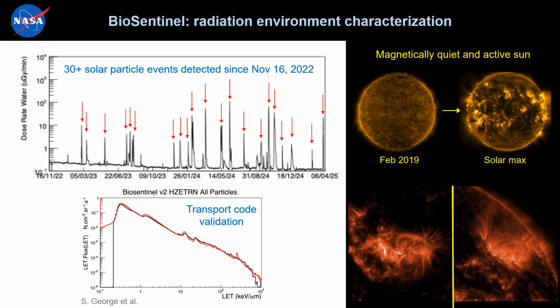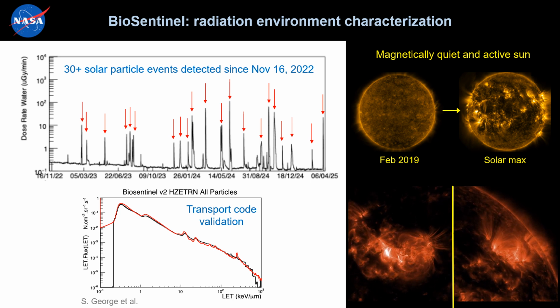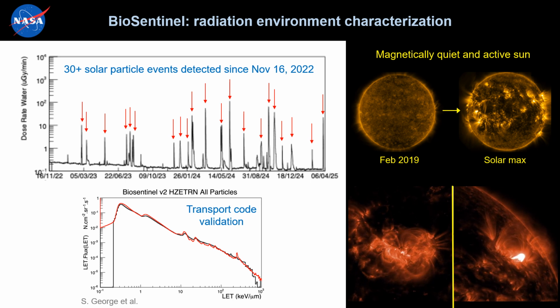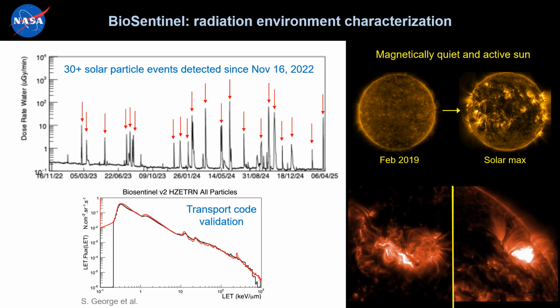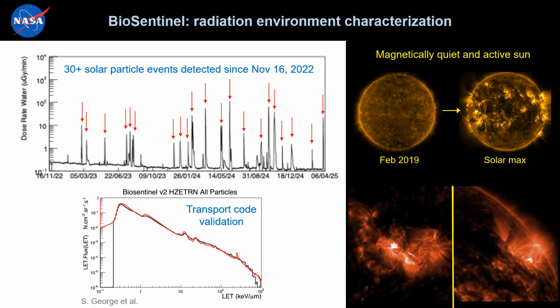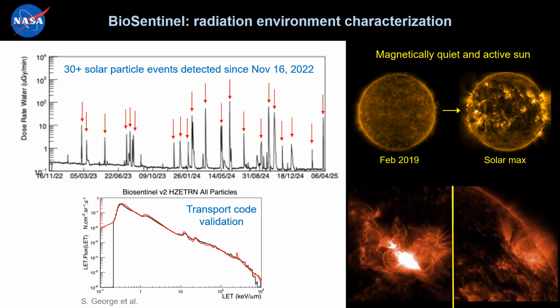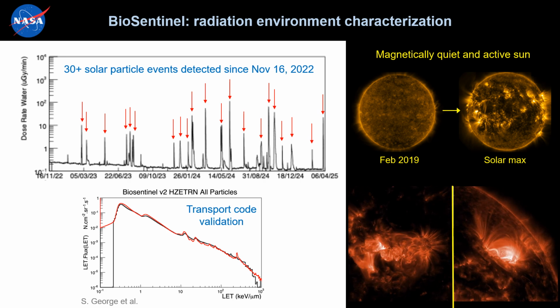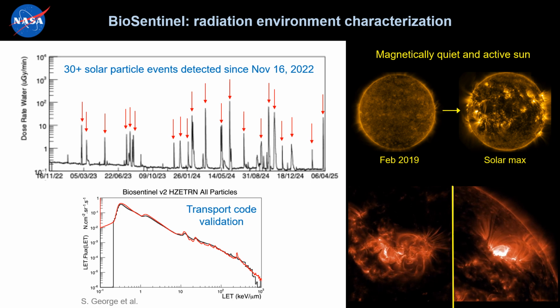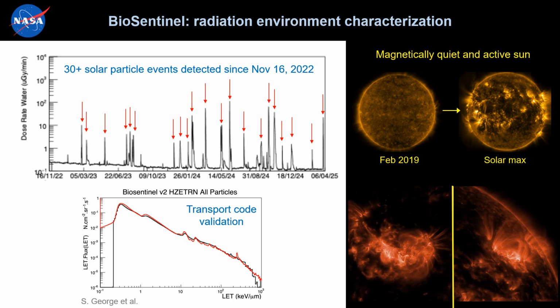I mentioned as well that we have captured a variety of solar events over the course of the last 2+ years. Since we launched on November 16, 2022 on Artemis 1, our little spacecraft, our CubeSat, has detected more than 30 different solar particle events, all of those shown in those red arrows there. And this is particularly important because we have passed through what is called solar maximum again.